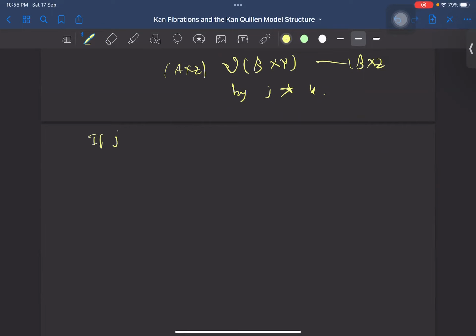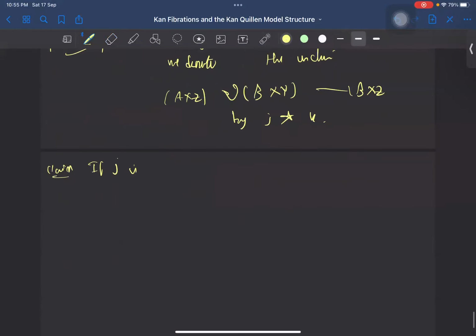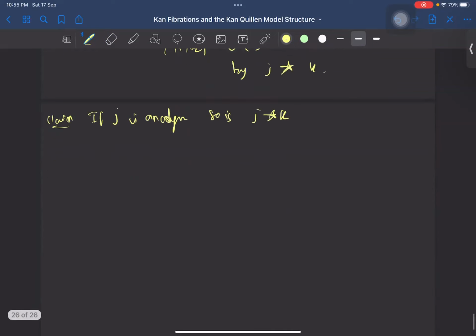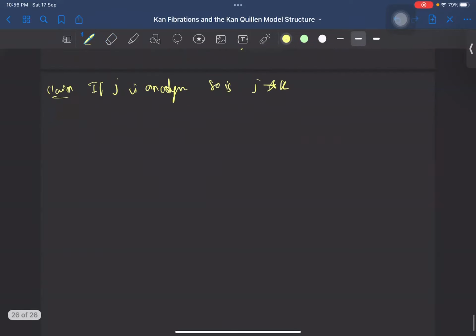If J, which is the map we defined, is a mono and anodyne, so is this inclusion. Again, for the proof I refer to Gabriel-Zisman, so you can find a proof there.